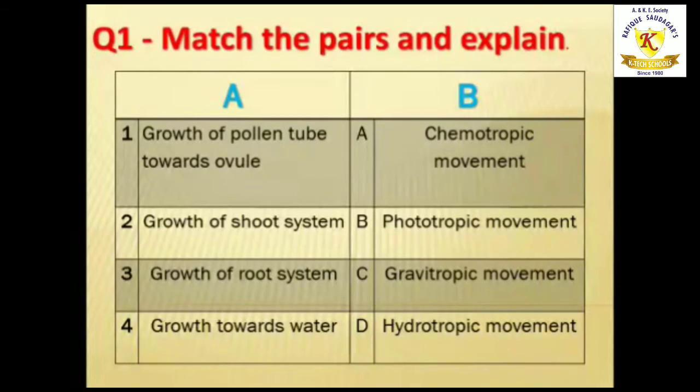Second, growth of shoot system. Answer is phototropic movement. Third one, growth of root system. The answer to this is gravitropic movement. Fourth one, growth towards water. Answer, hydrotropic movement. Okay.